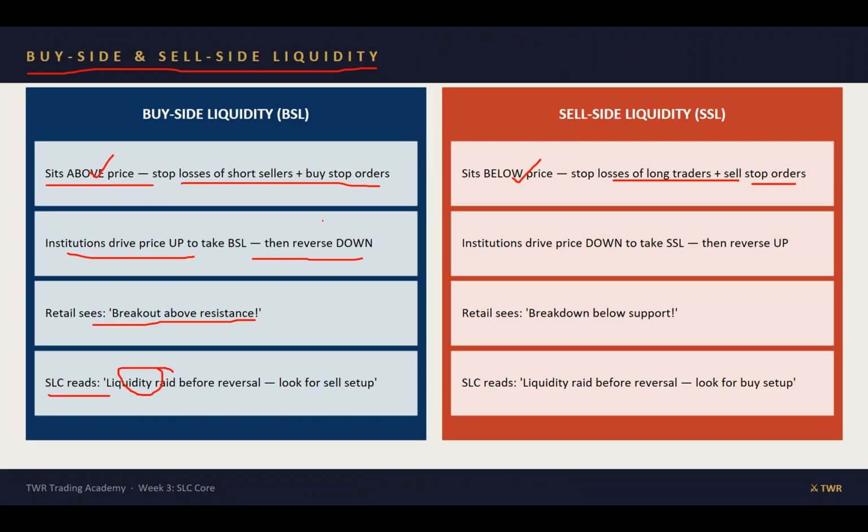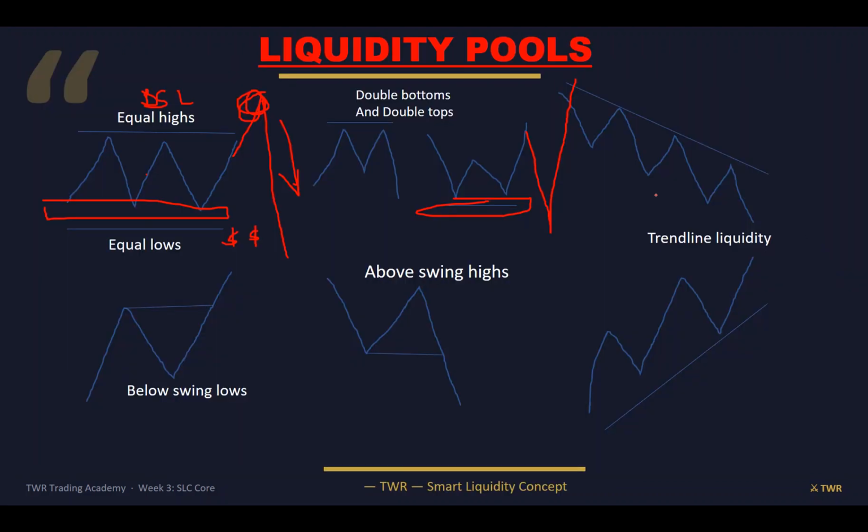Same with sell side liquidity, where they drive price downwards to take sell side liquidity before reversing price upwards. Like here, they drive price downwards, taking all the sell side liquidities before driving price upwards. In this scenario, you'll find something like this: they drive price taking all liquidities resting below here, then the continuation.